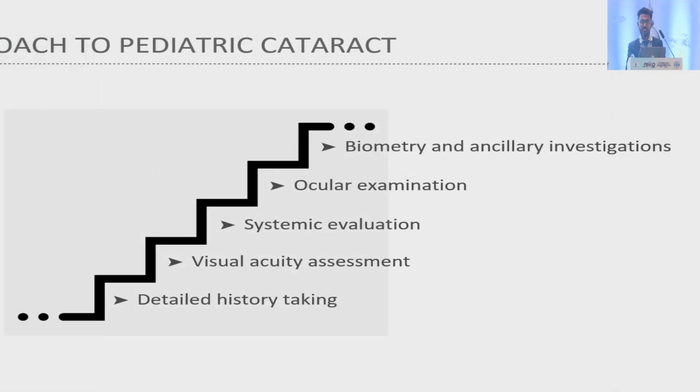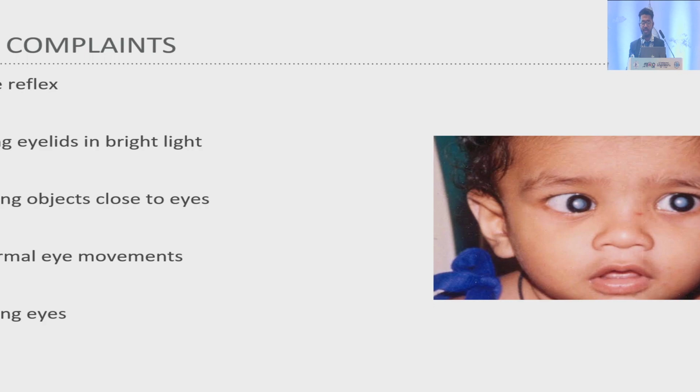So when the parents bring us a child with a cataract, some of the chief complaints that they can bring it with is the presence of a white reflex, the complaint of closing eyelids or squeezing the eyelids in the presence of bright light, bringing objects closer to the eyes for viewing them, abnormal eye movements, or the complaint of rubbing of their eyes. So when the parents bring their child with these chief complaints, we have to look at several factors. First of all, the educational status of the parents and how reliable is the history actually. Then we have to look at the detailed sequence of events of what happened and how, and any intervention which was sought previously. Then we have to ask for the significant family history and draw a detailed pedigree assessment to see if there is any familial nature.